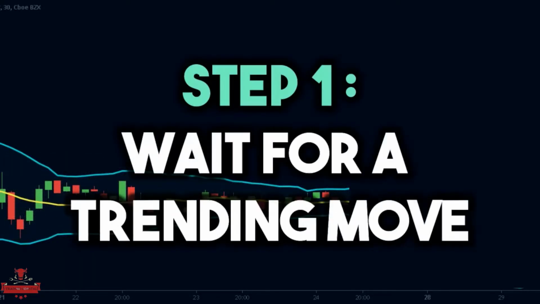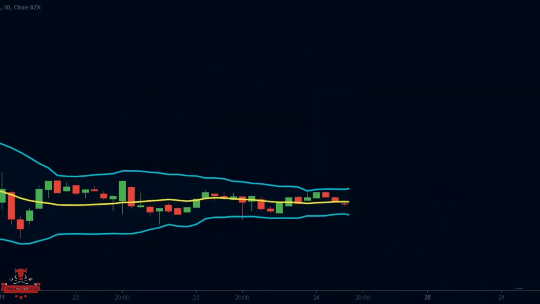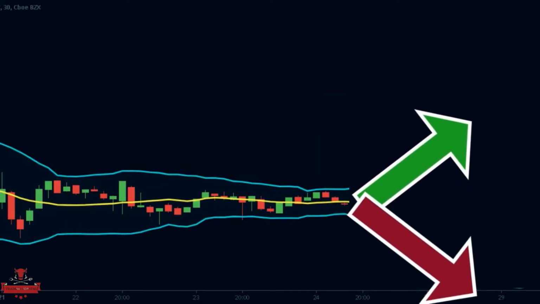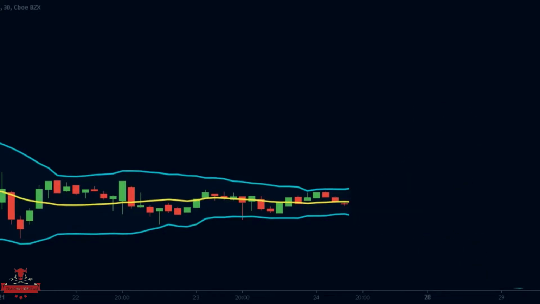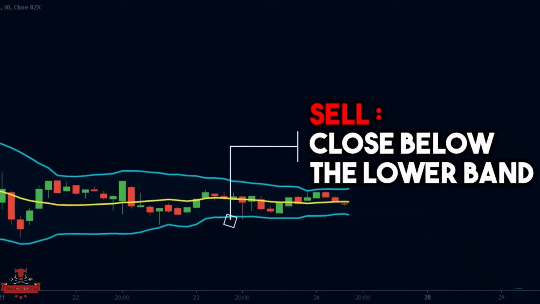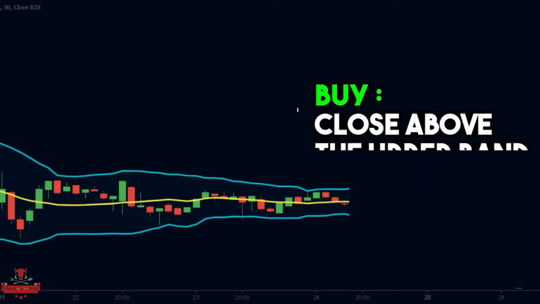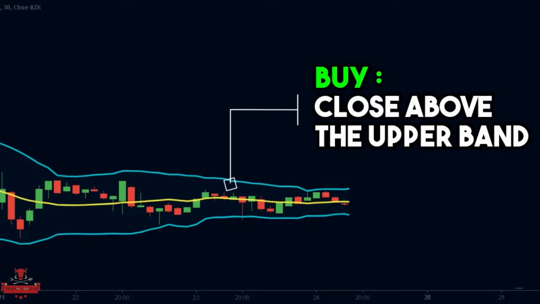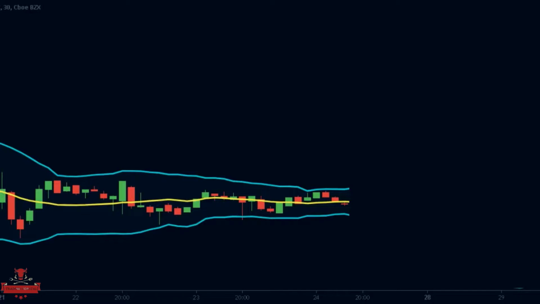The second step is to wait for the market to make a trending move. The trending move could be in any direction. Hence, we have to keep an open mind. According to this strategy, we sell when the price closes below the lower band. Similarly, we buy when the price closes above the upper band. Let us now skip a few candles.